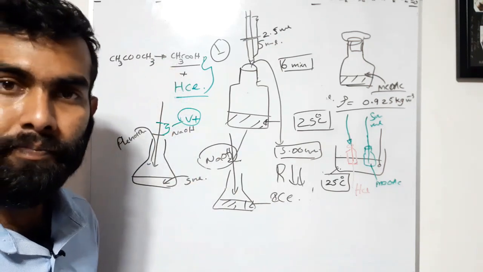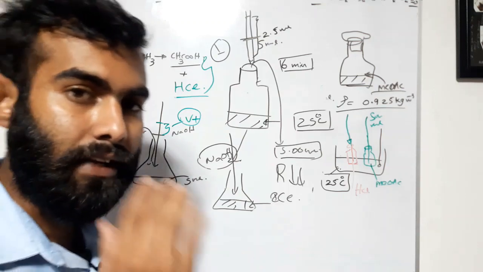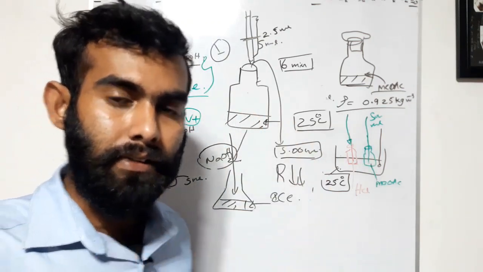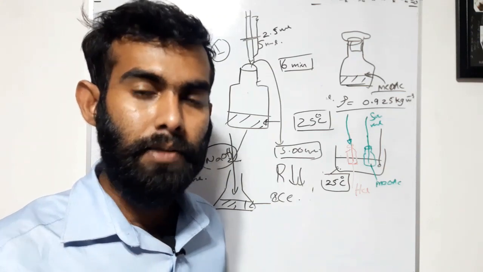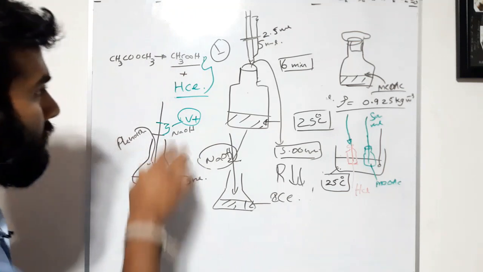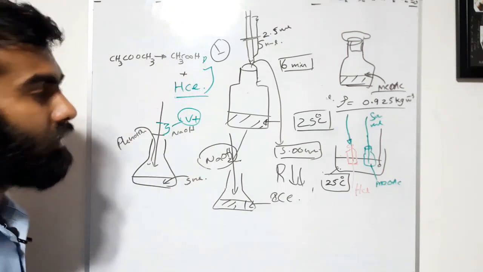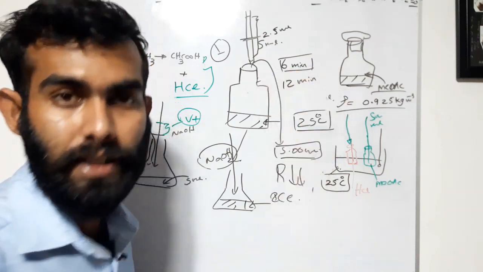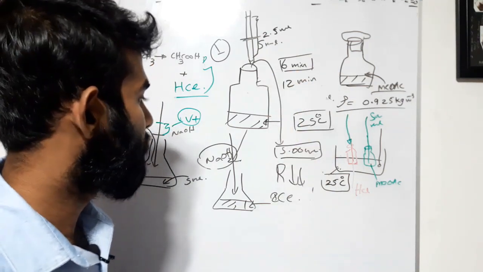However, we have to remember that HCl is always constant for every step because HCl is a catalyst. It will be regenerated again and again, so it will not be consumed. So after getting this reading, after 12 minutes we will get the second reading. What will happen?